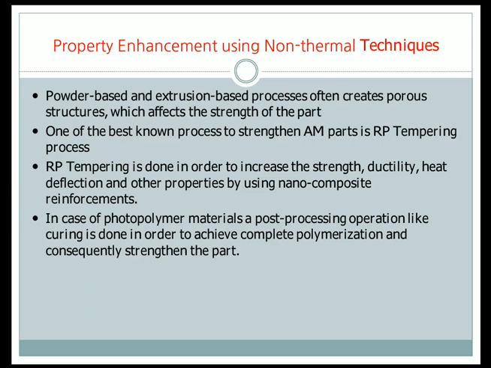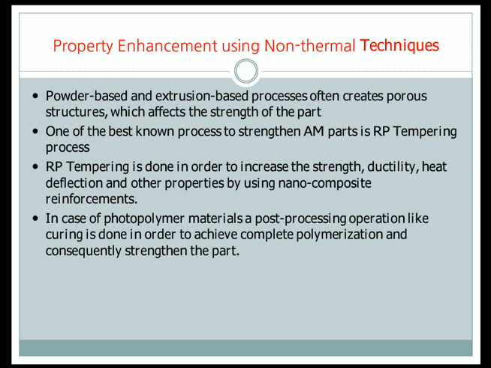Next is property enhancement using non-thermal techniques. Powder-based and extrusion-based processes often create porous structures which affect the strength of the part. One of the best known processes to strengthen additive manufactured parts is the RP tempering process. RP is rapid prototyping. RP tempering is done in order to increase the strength, ductility, heat deflection and other properties of the 3D components, and this process is done by using nanocomposite reinforcements.